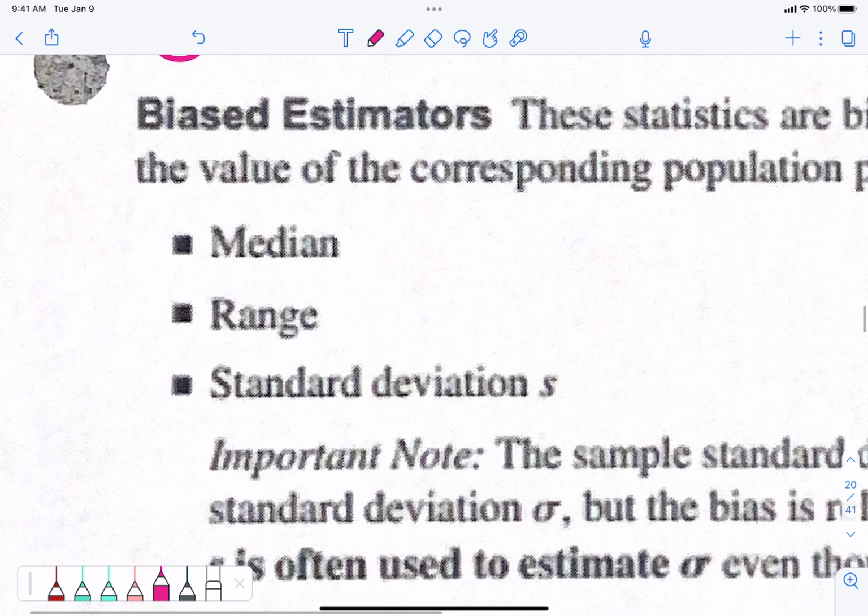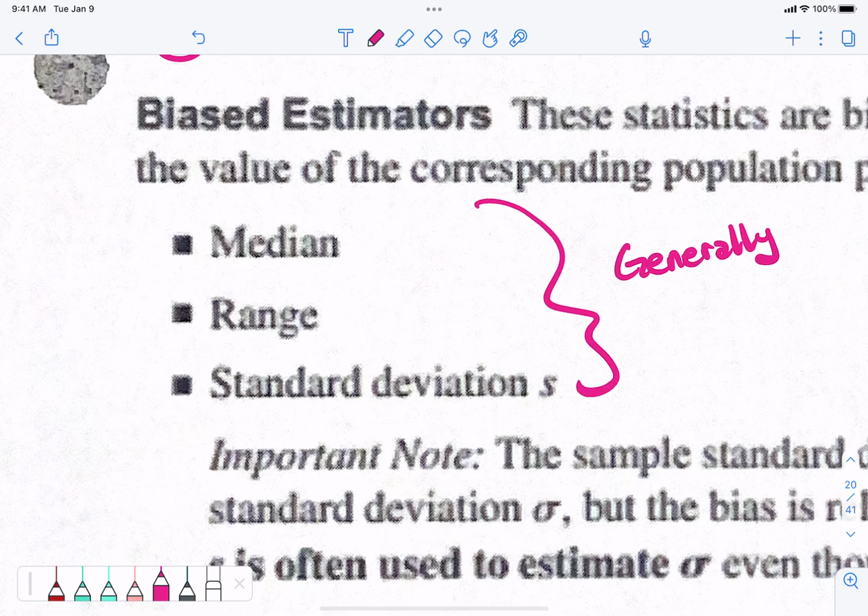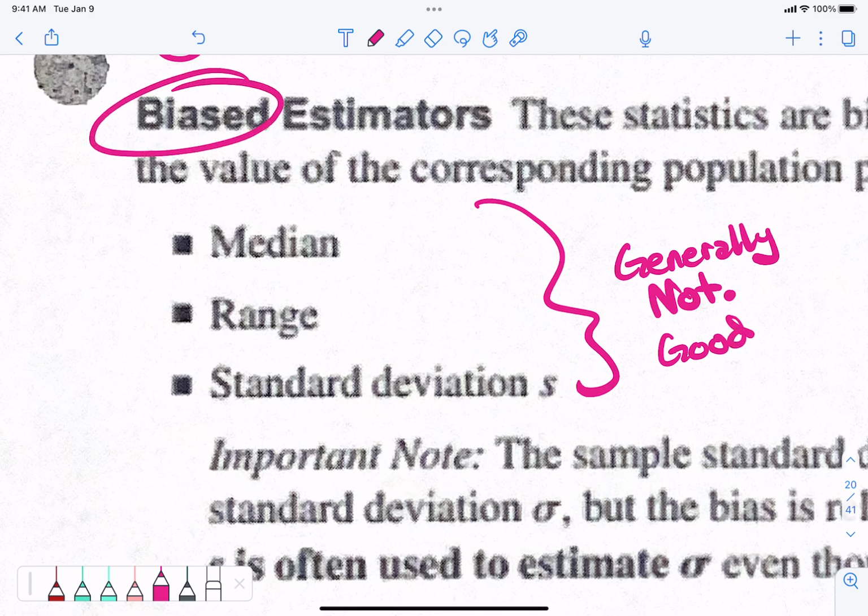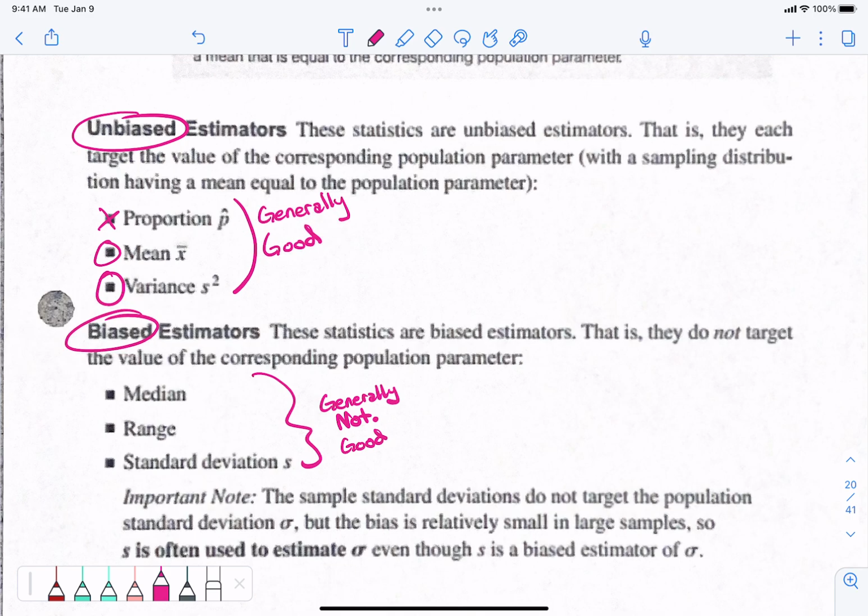Things that are biased, which means generally not good. We said that median for our sample that we just did was good, like it was pretty darn close. But in general, it's generally not good, okay? So it is considered to be biased. So median, range, and standard deviation, we said that those were not good. But the median for our sample came out to be pretty darn close. In general, they're saying that it's usually biased. It usually does not come out to be the same, okay? So that's what they're asking for on 1 and 2.